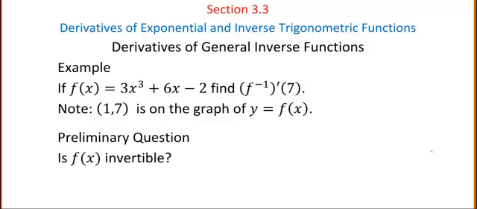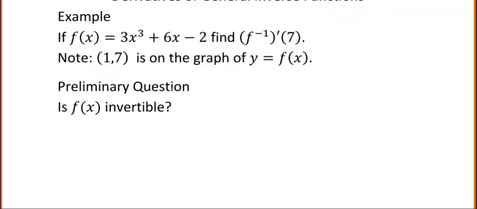Okay, let's take a look at this function. Now here's a question. We're eventually going to want to find the derivative of the inverse of this function. f of x is 3x cubed plus 6x minus 2, and we want to find it at x equal to 7. Now, a preliminary question might be, does this function have an inverse? Before we go to the bother of trying to find the derivative of the inverse, we might want to know if it has an inverse.